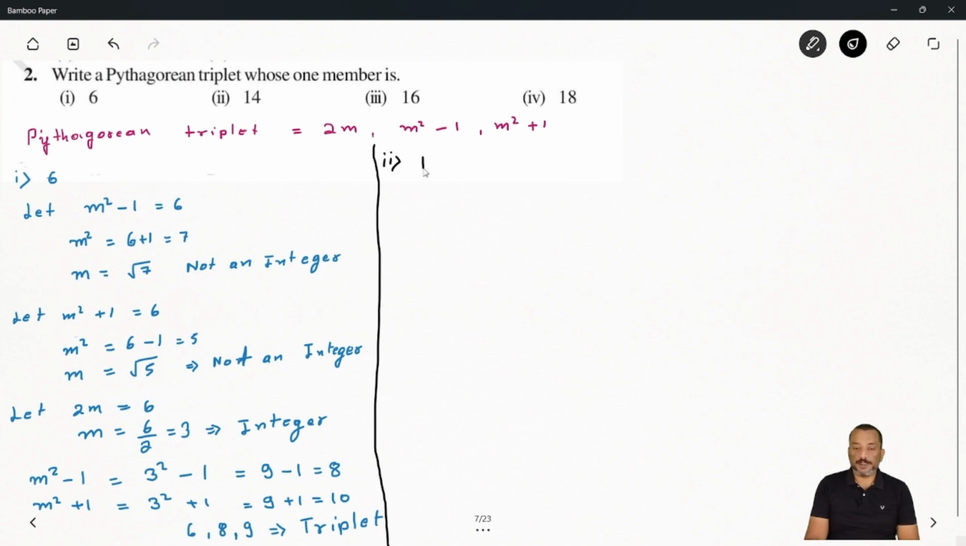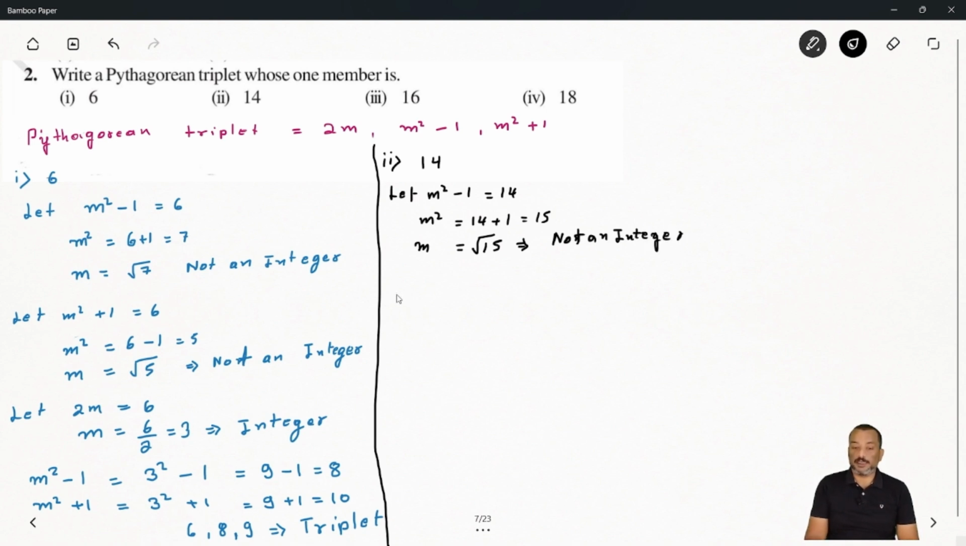we can say 14. Same way we will say, let m square minus 1 is equal to 14. So you will get m square is equal to how much? 14 plus 1, so is equal to 15. Now which means m is equal to how much? Square root 15. So it is not an integer. So we will not take this one. Okay, not an integer. So we will leave here.